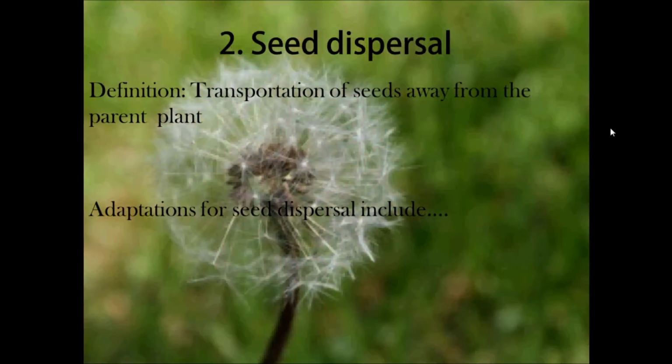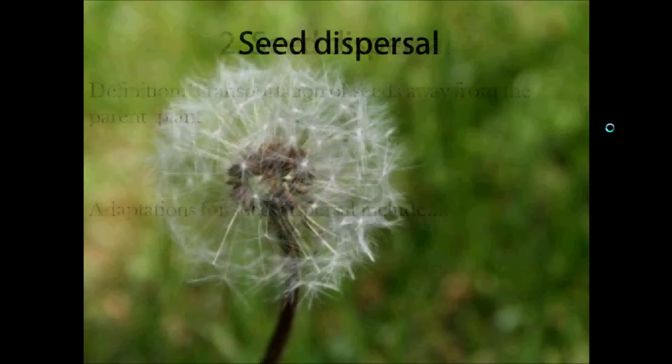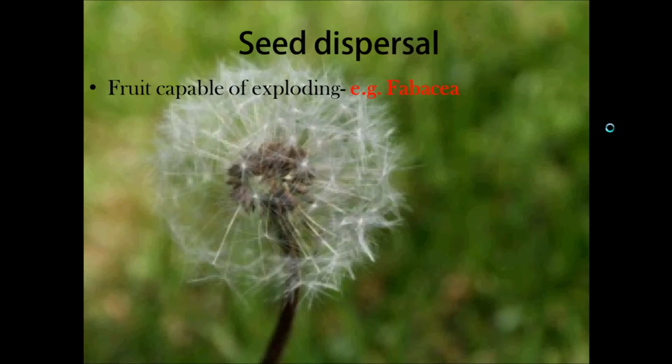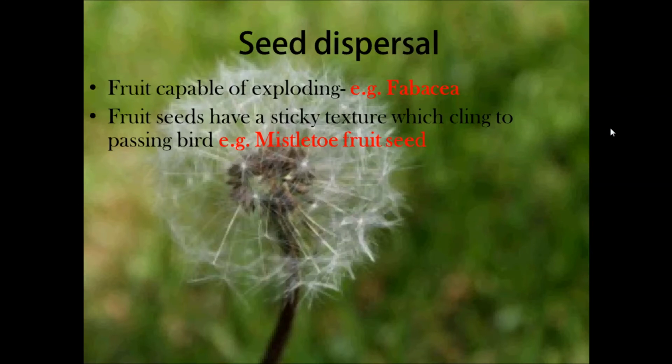Seed dispersal is the transportation of seeds away from the parent plant. There are a variety of adaptations for seed dispersal. In a Fabaceae, the fruit is capable of exploding and transferring the seed away from the parent plant. Mistletoe fruit seeds have a sticky texture to cling to a passing bird, dispersing the seed.